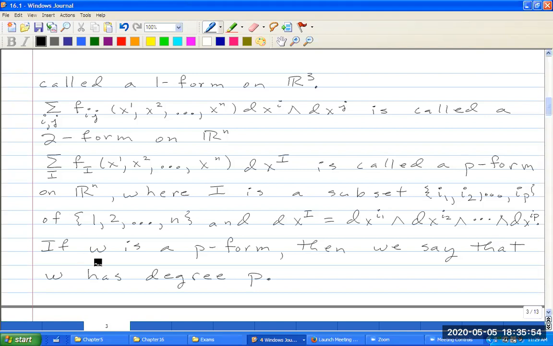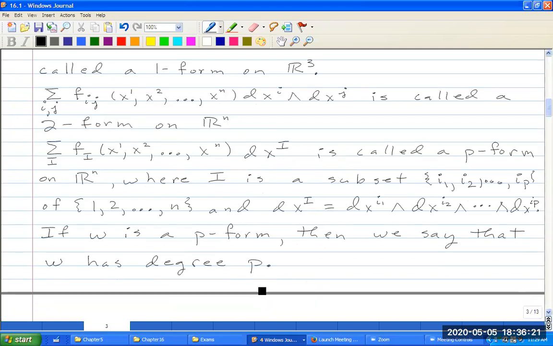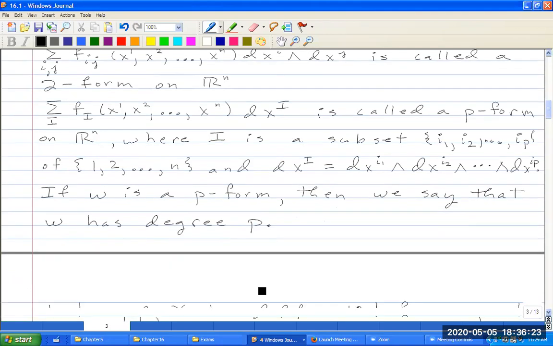Usually, many a time, we will denote these k forms or p forms with a Greek letter. If omega is a p form, then we say that omega has degree p.